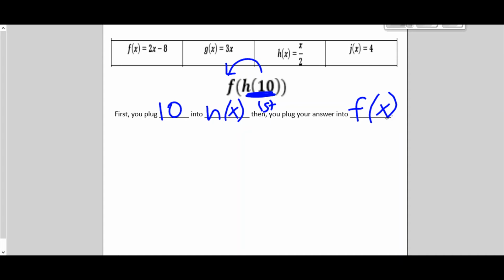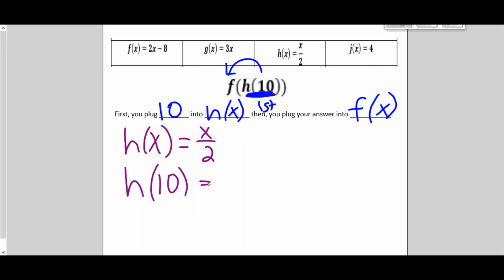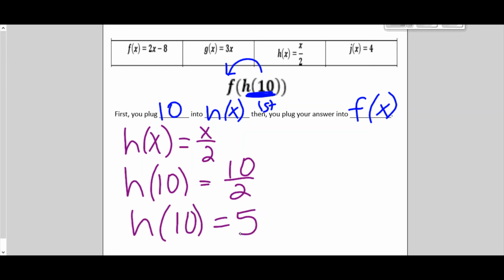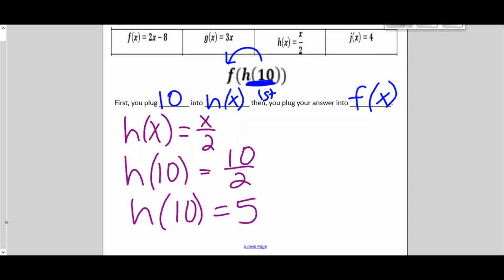So here's how that one would look. So h of x equals x divided by 2. Plug in 10 for x. So h of 10 equals 10 divided by 2. That means h of 10 is 5. So there, I did that first part. I plugged 10 in for h of x, and I got 5. Now I'm going to plug that answer into f of x.